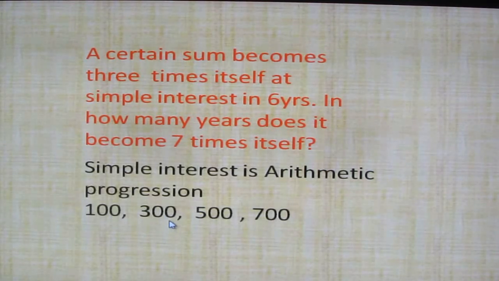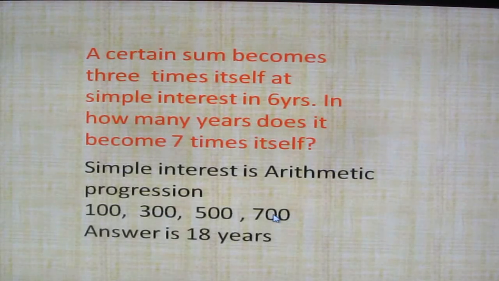Here is an interest of 200 rupees, here is an interest of 200 rupees, here is an interest of 200 rupees. But to get an interest of 200 rupees, there is a tenure or a span of 6 years. So here 6 years, here 6 years, here 6 years. 6 plus 6 plus 6, total 18 years. Simple, very simple. Shall we do the last question?